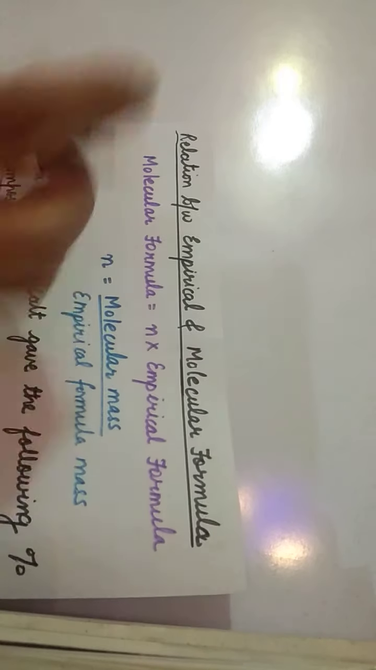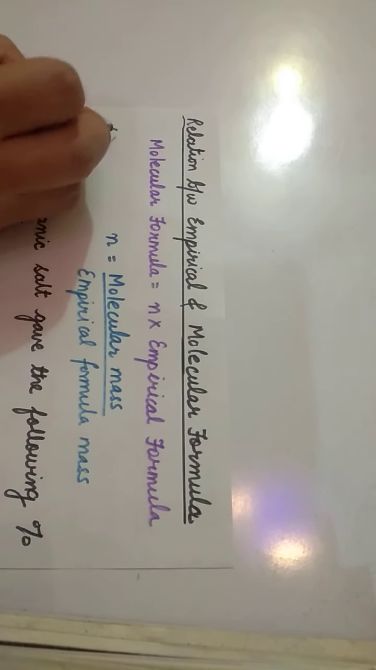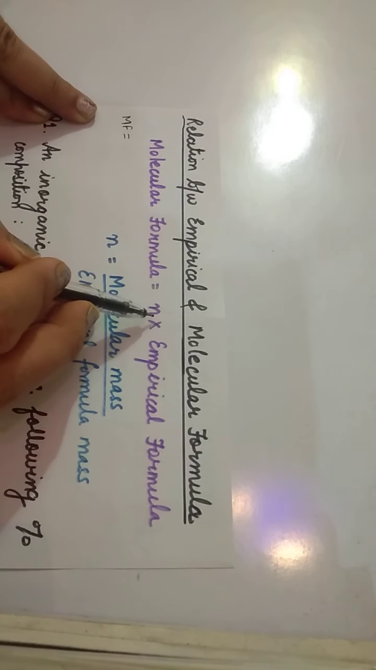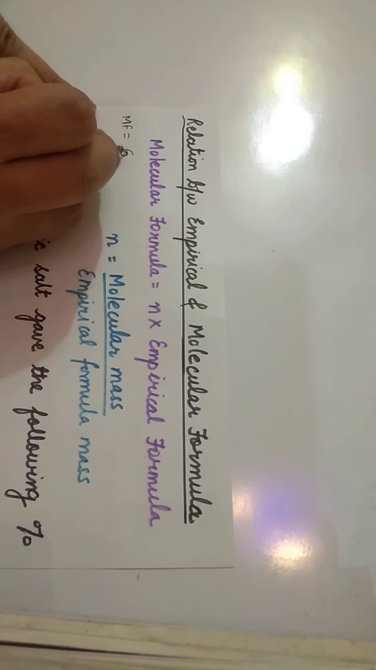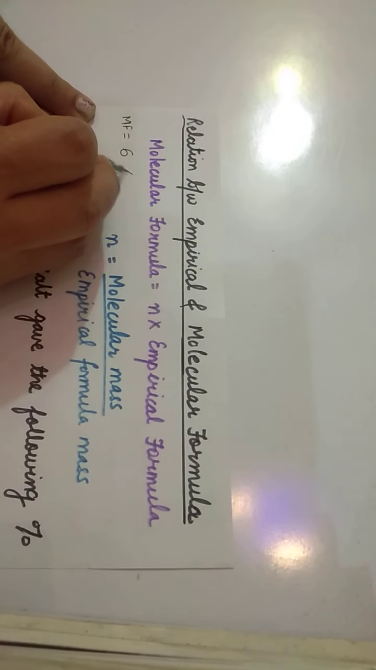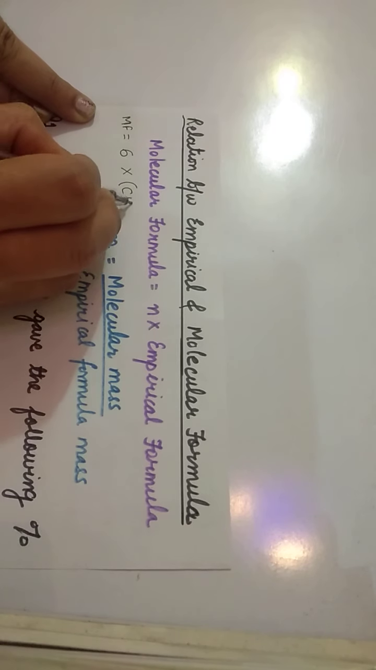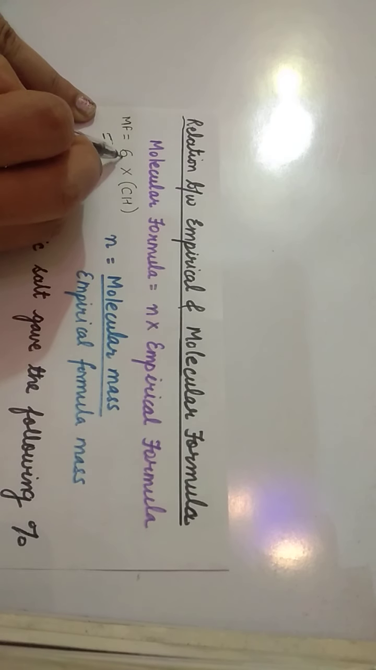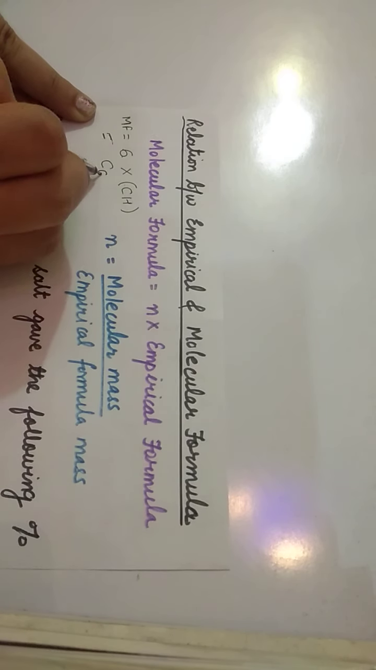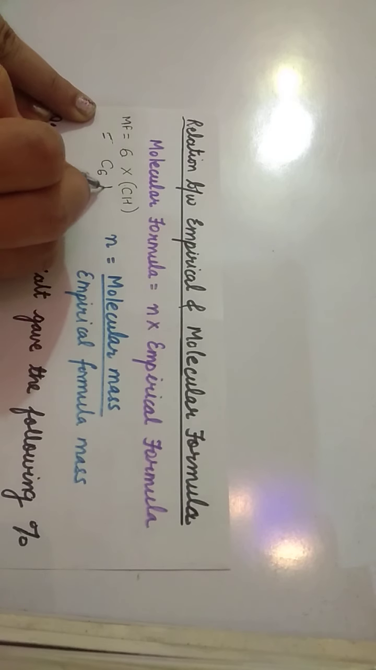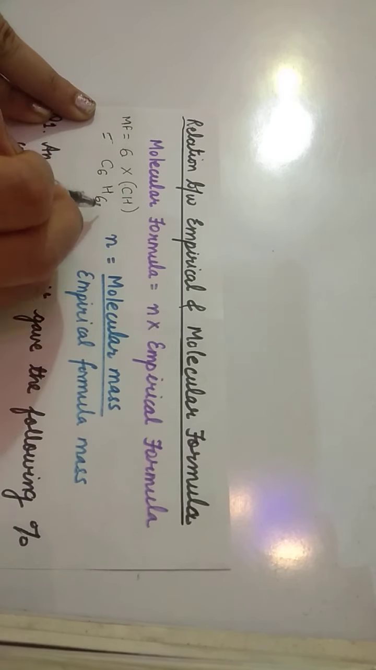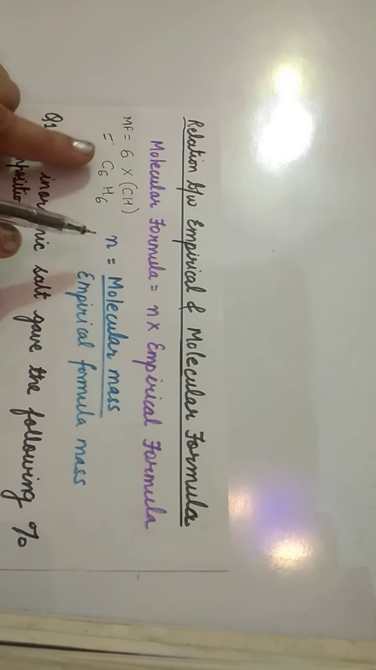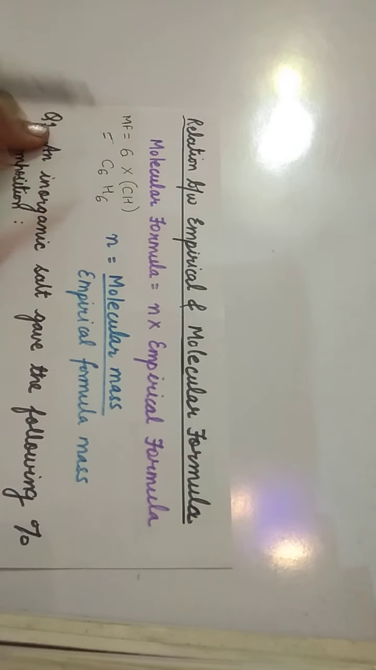Like, I'll give you one example. In case of benzene, what will be the molecular formula? Molecular formula will put the value of n over here. In benzene, the value of n, that is integer, is 6, and empirical formula of benzene is CH. So the molecular formula of benzene will be 6 into C will be C6 and 6 into H will be H6. So the molecular formula of benzene is C6H6. So molecular formula is equal to n into empirical formula, and this is how we do it.